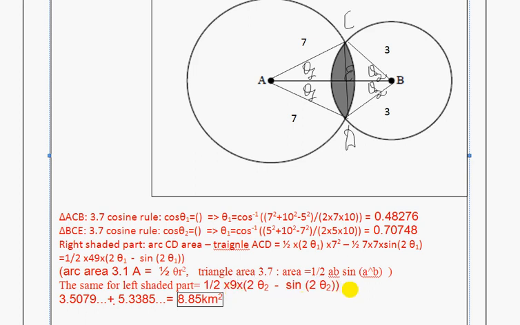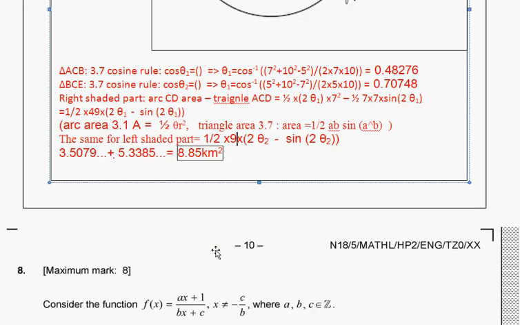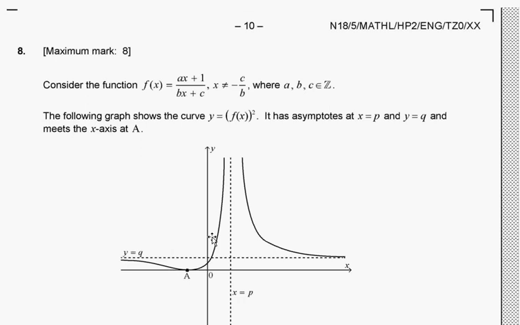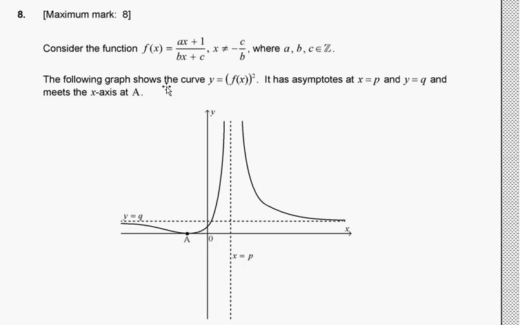Question 8. So consider the function. The following graph shows the curve of this function. It has asymptotes x equals p, y equals p, and meets the x-axis and y-axis.